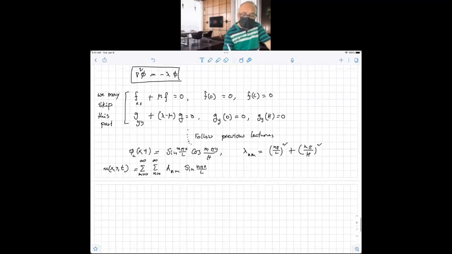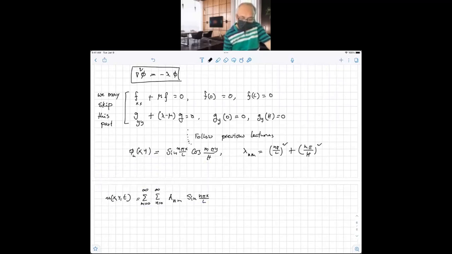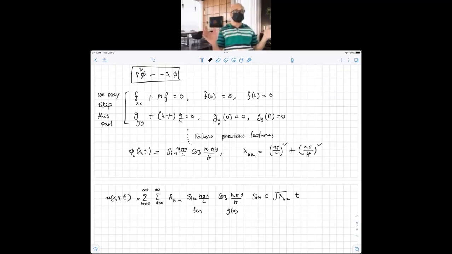Maybe I can make things a little clearer. And this one is my f of x, cos m pi y over h, which is g of y, when I'm looking for the product solution. And I will have sine c square root of lambda nm t. Because for the h part, I have two branches of the solution. One is gone because I have one boundary condition. So I can take just sine, okay?